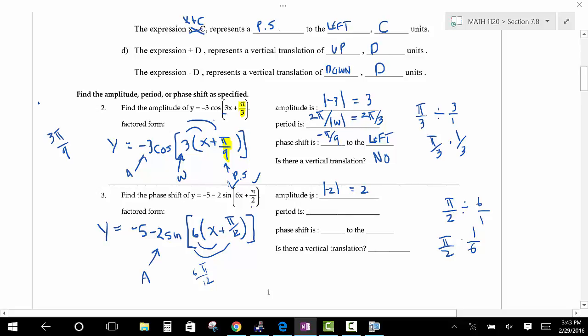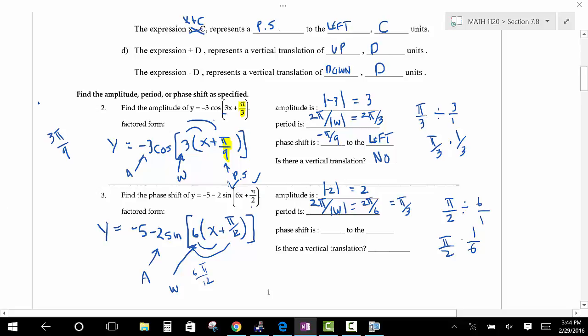The period we know is 2 pi over omega. What is omega in this problem? 6. Okay, there's your omega value. Okay, so we would say 2 pi over 6. So that's going to reduce down to pi over 3. So that is going to be your period, like that. Okay, so we've already kind of learned that stuff.